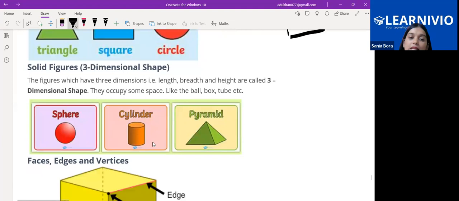If I ask whether a cylinder is a 3D or 2D shape, you will say, ma'am, it's a 3D shape because it has a height as well, length, breadth and height. Clear to everybody?